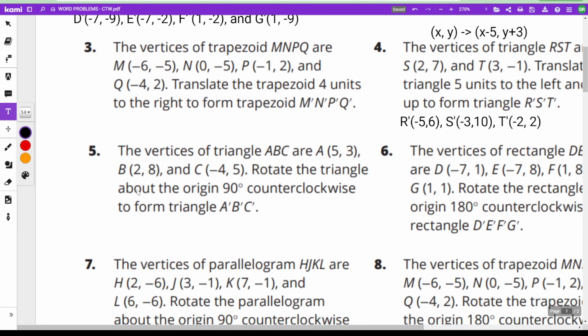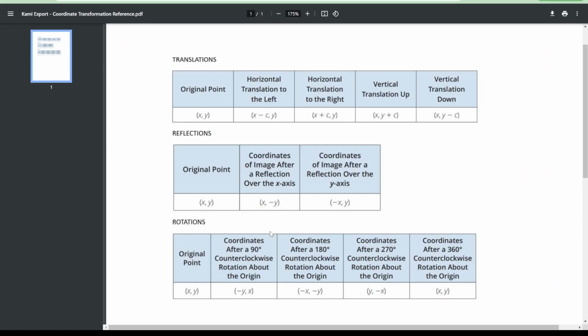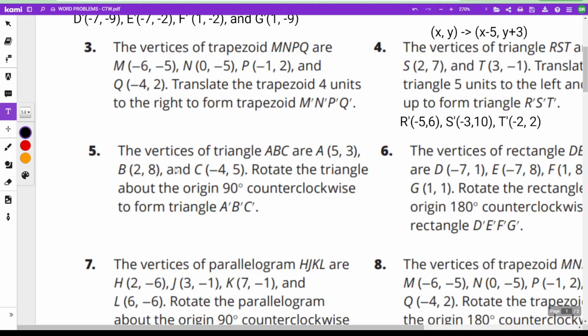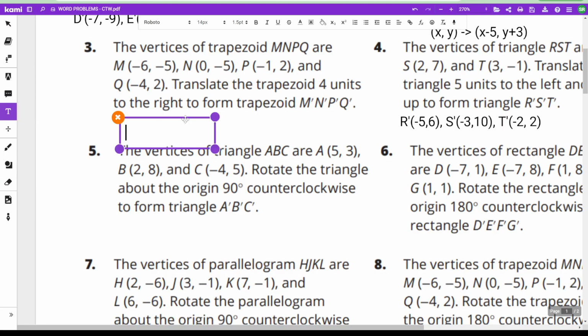Okay. So number 5, they want us to rotate triangle ABC 90 degrees counterclockwise about the origin. So if we go back to our reference sheet, right here we have a 90-degree counterclockwise rotation about the origin. And it says that we're going to take our original points x, y, and transform them such that we have -y, x. Okay, so let's go ahead and put this here so we can have this as reference. We're going to take our x, y's, and we're going to transform them such that the y becomes negative and the 2 coordinates switch positions. So we have -y, x.